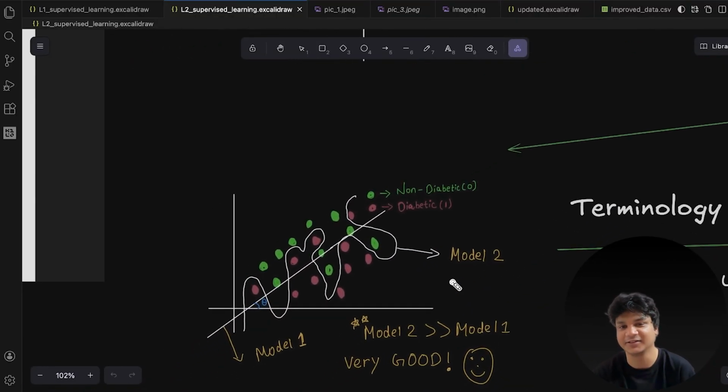Now tell me about these things. This is very interesting. This is almost the perfect classification.